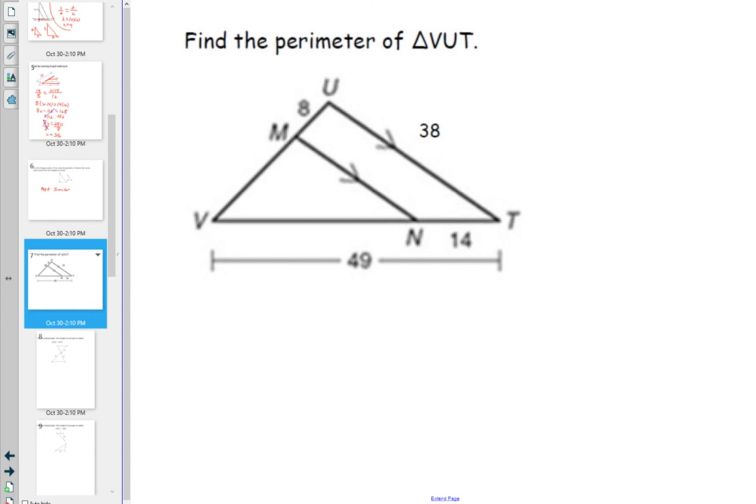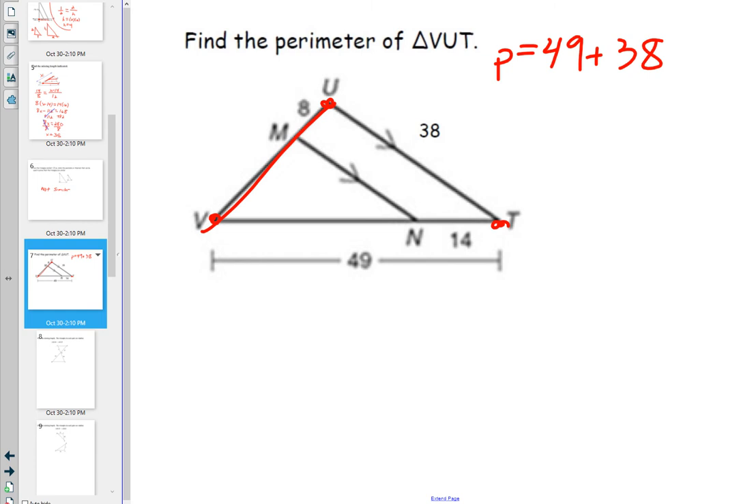So they want the perimeter of VUT. Perimeter is all sides added up. So far, I know two of the sides. So far, I know the perimeter is 49. So that's the side on the bottom plus 38. But I'm missing this entire side here, VU. Now I know part of it is 8, but I'm missing VM.